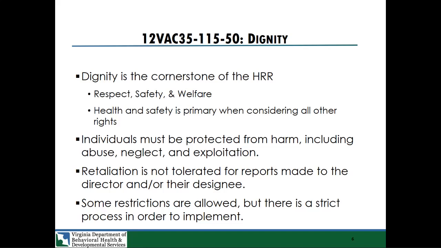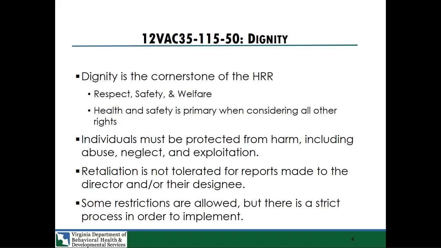And lastly, they also have the right to be afforded the opportunity to have a person of their choosing made aware of their status and location. So, some rights specific to individuals receiving residential services include their right to have sufficient and suitable clothing, their right to nutritionally adequate, varied, and appetizing meals which are prepared and served under sanitary conditions.